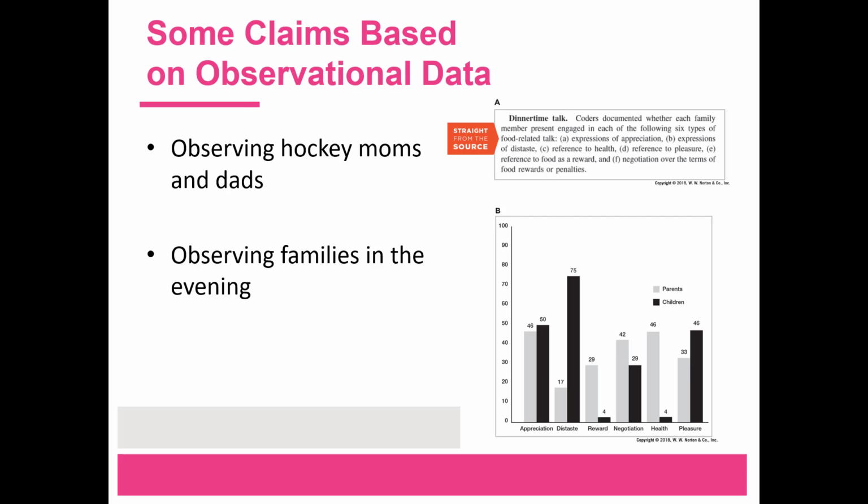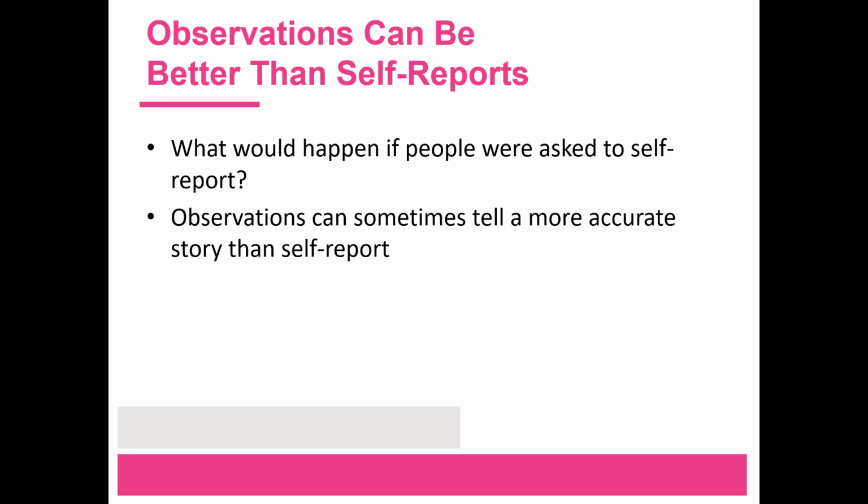In terms of the topics of dinner conversations, children were more likely to complain about the taste of the food, whereas parents were more likely to talk about how nutritious the food was. Again, these examples show how research can be performed by simply observing the natural behavior of people in their environments. Let's talk about the advantages of behavioral observations over self-report.